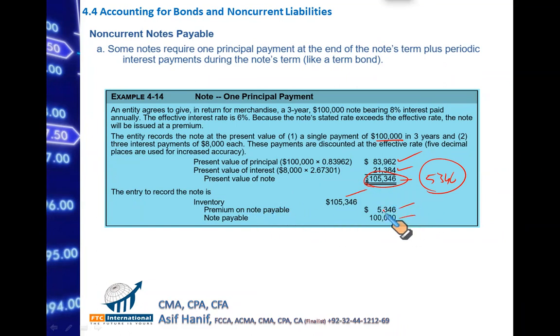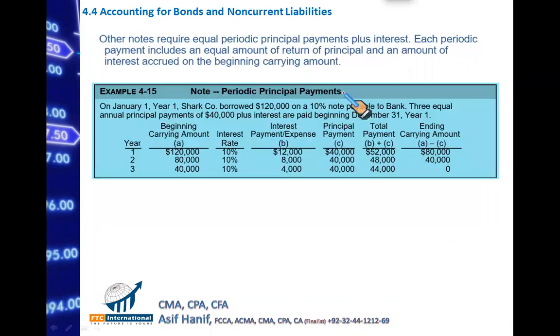The amortization of this premium is done in exactly the same way that you have just seen in the case of bonds issued at a premium. The same amortization. This is not examinable, just for the sake of completing this topic. The second type of notes payable carries a separate part of interest and separate principal.